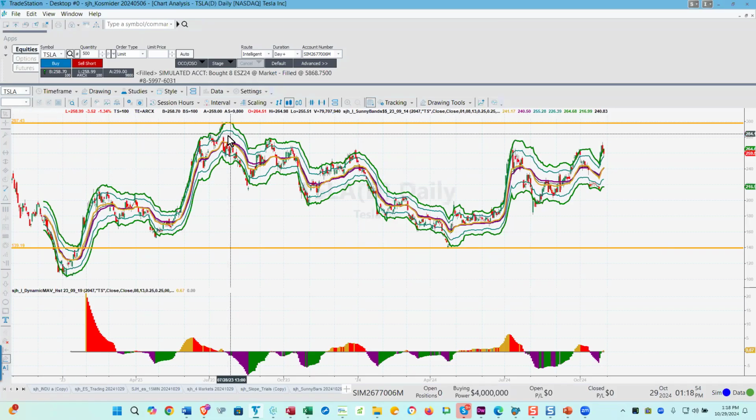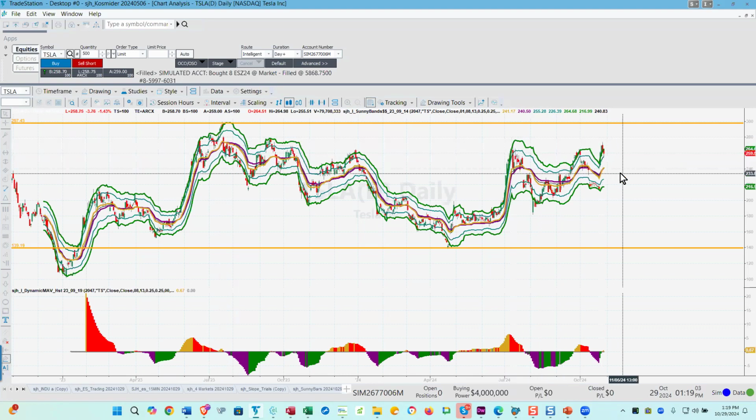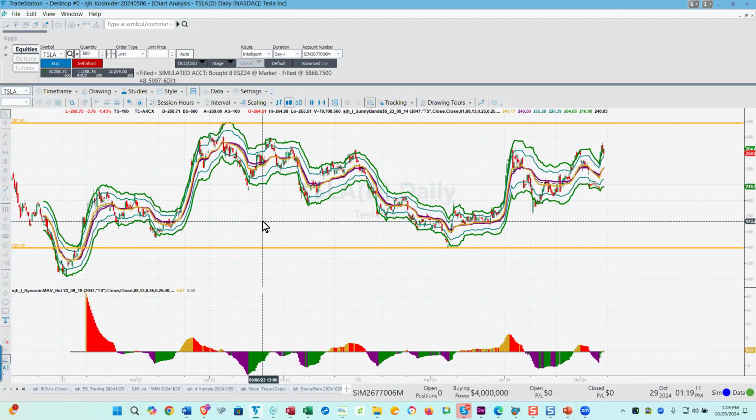So I think this one is, see if it's up there. Yeah, it hit this line up here. So I think we're going to have a bit of a reaction, at least back down to the DMA. What else do we have? Gold and, okay.